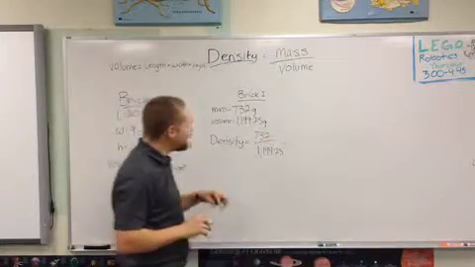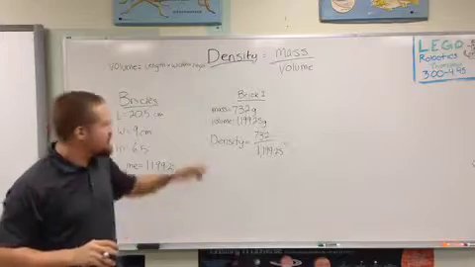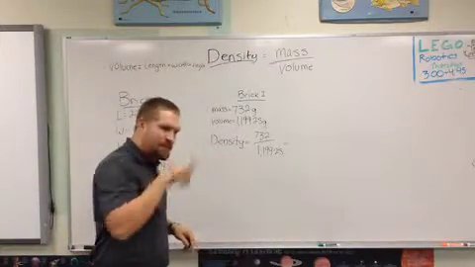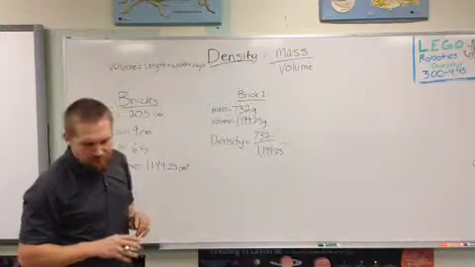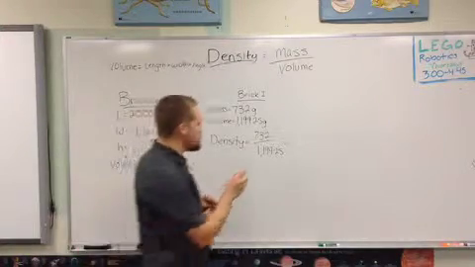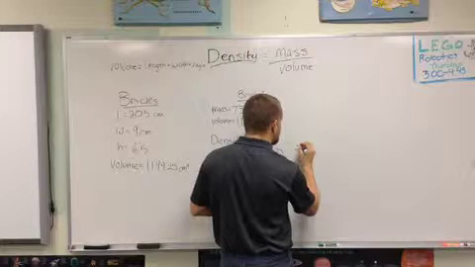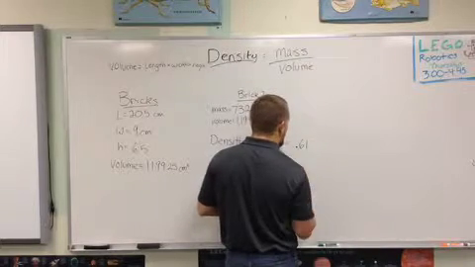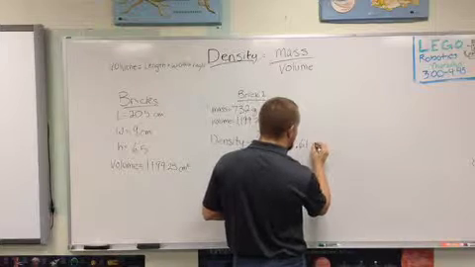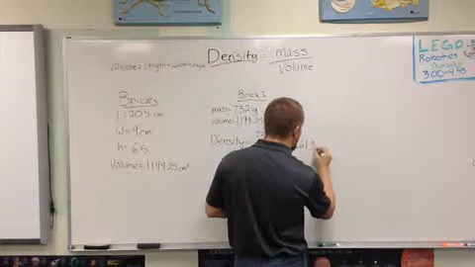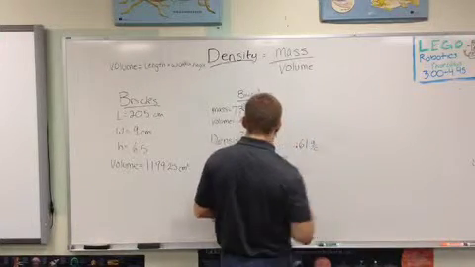Okay, so if I divide these two, 732 divided by 1,199.25, I get 0.61. Okay, and that's grams per cubic centimeter.